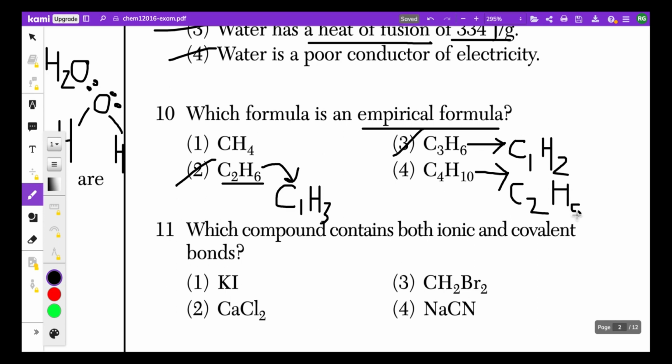So this would be C2H5. And because you can simplify this formula further, no. But can you simplify this one? Well, they both share a common factor of 1, but that doesn't do anything. You can't simplify this any further. Therefore, it's an empirical formula. It's in its simplest form.